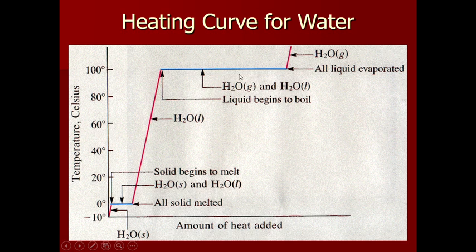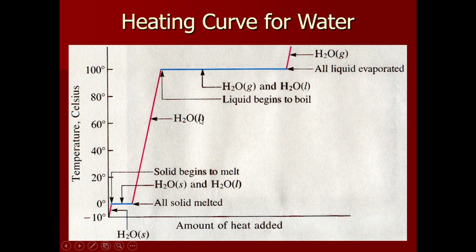This is a simple heating curve of water. As you see, on the y-axis we have temperature in Celsius, and on the x-axis we have the amount of heat added. In water, as you know, below 0 is the freezing point, and at 0 degrees Celsius all the solid melts. So when we add heat, we get a straight line up to 100, as 100 degrees Celsius is the boiling point of water. Above 100, all the water is transformed into the gaseous phase. Below 100, the water is in the liquid state.